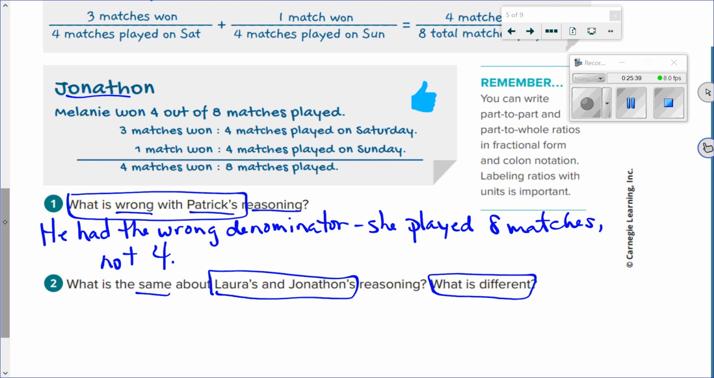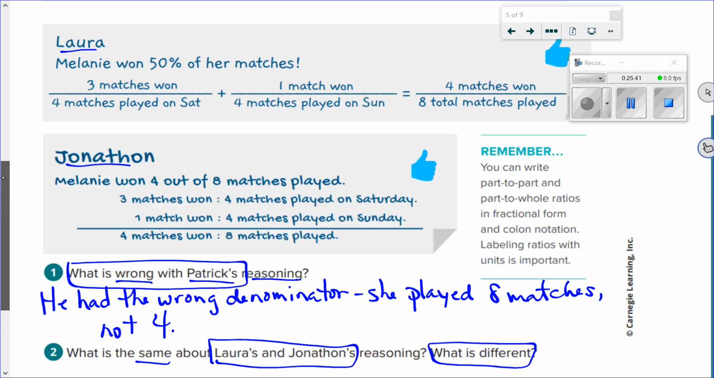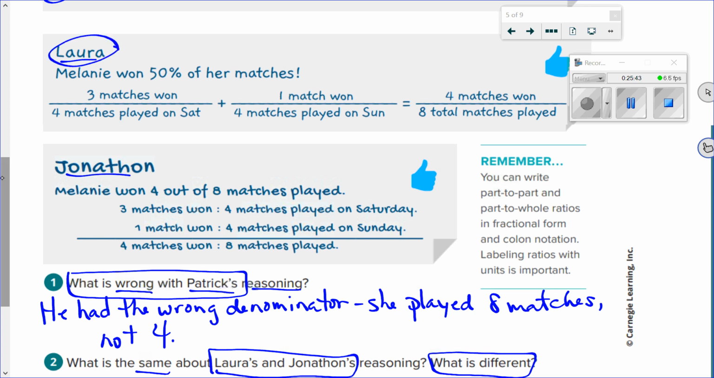Okay? So what's the same about Laura and Jonathan then? So what did Laura and Jonathan, how did they look at this? What did they do the same? Why? What do you mean they did it right? Oh, let's do one on this side, yeah. They both did additive reasoning. Good, they both used additive reasoning. Though, what was different about them? Because we had to do the same man, what was different?